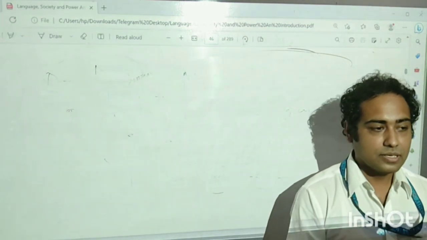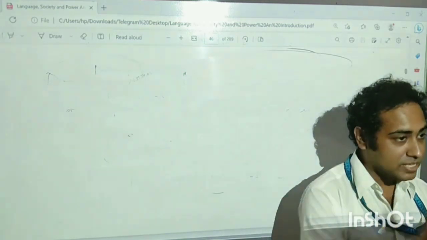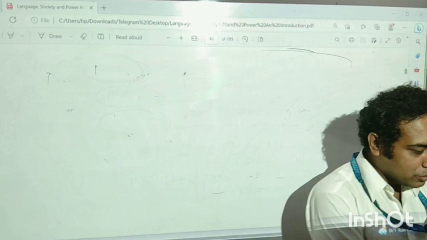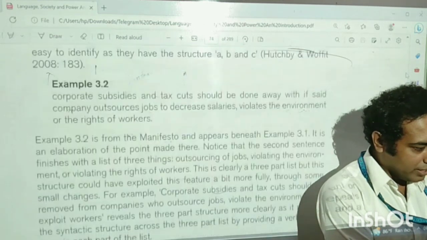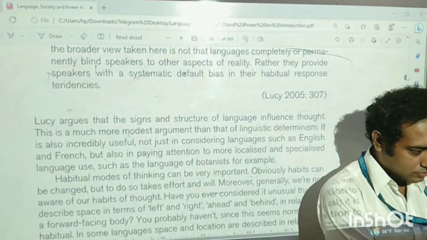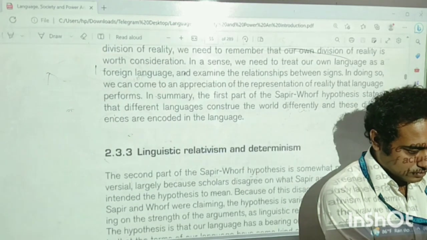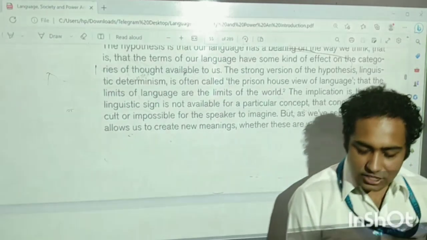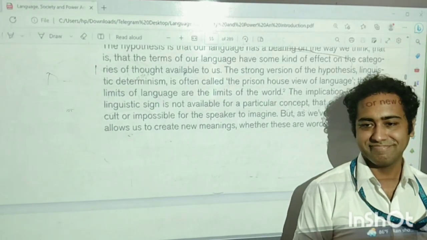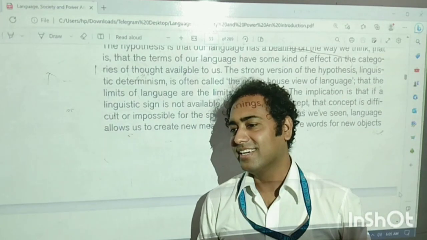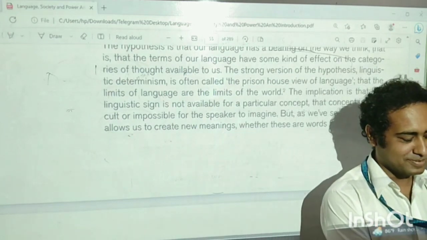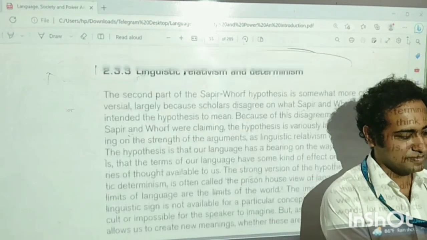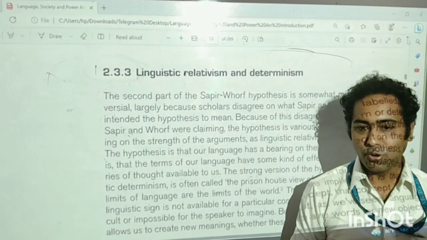Political correctness is a term where language can be used in a way. Please write down the last sentence. Language could be used in a way that does not discriminate. That is political correctness.